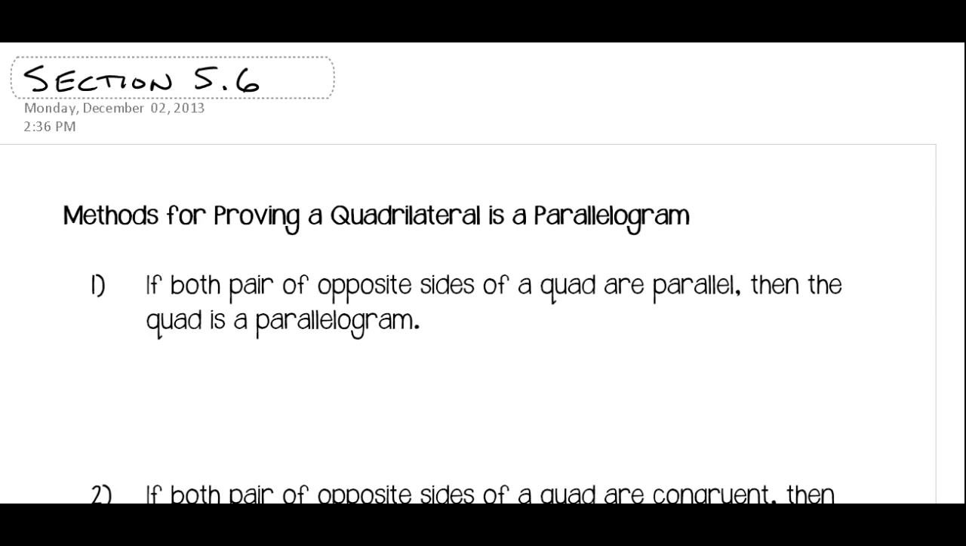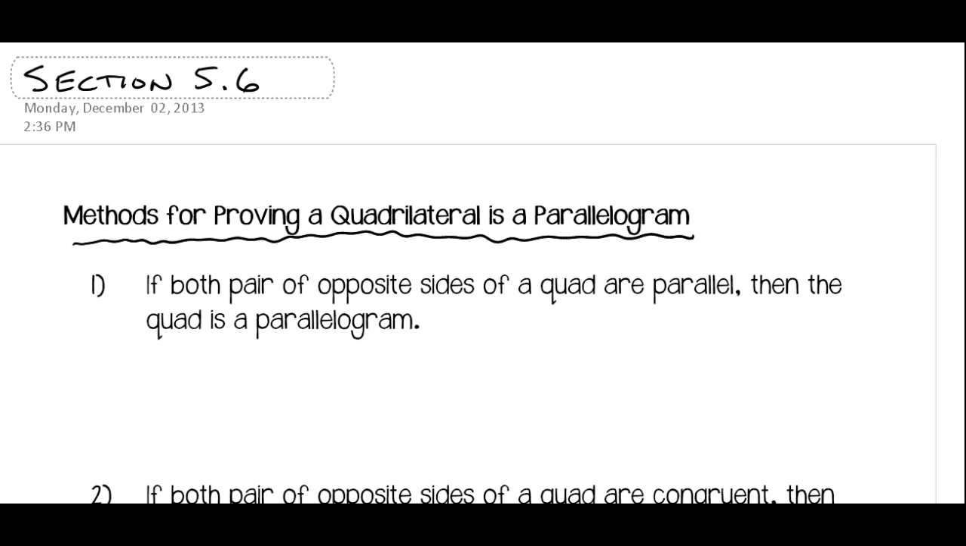In this section we're going to be looking at the methods for proving a quadrilateral is a parallelogram. In one of the previous sections we looked at the definition of a parallelogram, and then we talked about the many properties that a parallelogram has. Based on the definition, we know that if a quadrilateral is a parallelogram, then both pairs of opposite sides are parallel. And once we knew it was a parallelogram, we also found out that the opposite sides were congruent, the opposite angles are congruent, and there were several other properties.